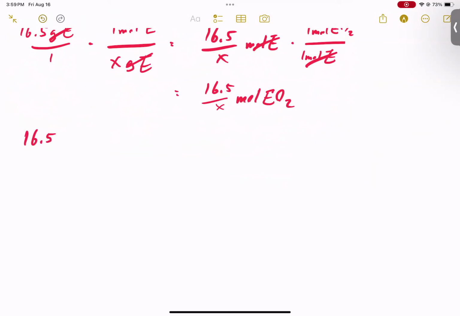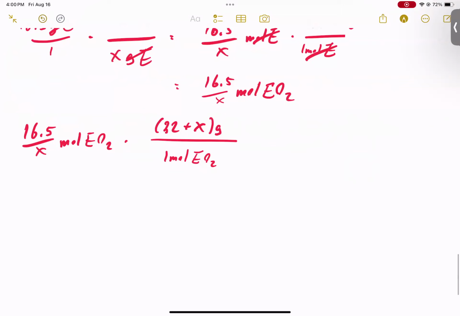So 16.5 over X moles of EO2, and we multiply that by EO2's molar mass. I'll put 1 mole of EO2 on the bottom. When it comes to the molar mass, we know it has 2 moles of oxygen, so that's going to be 32, because 16 plus 16, plus X, which is the E value. We don't know what X is, so I'll write it as that, grams of EO2. And this is going to give us 26.1 grams of EO2, because that is the number we are given in the problem.